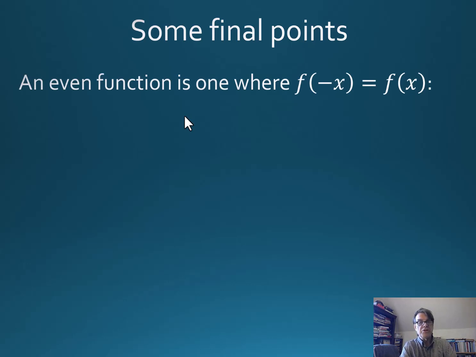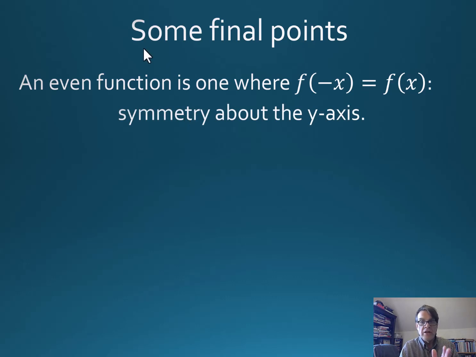An even function is where there's symmetry about the y-axis. In other words, where f of minus x is the same as f of x. So if you've got x on this side, minus x is on the opposite side. So basically, however it looks, it's going to be the same on both sides, right? You're going to have symmetry about the y-axis. That's called an even function.